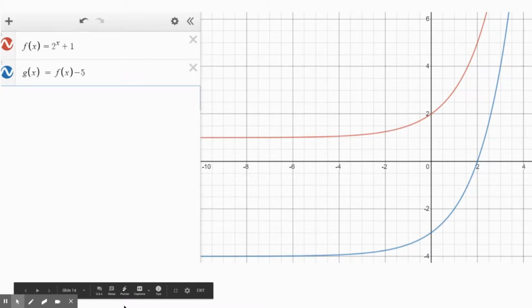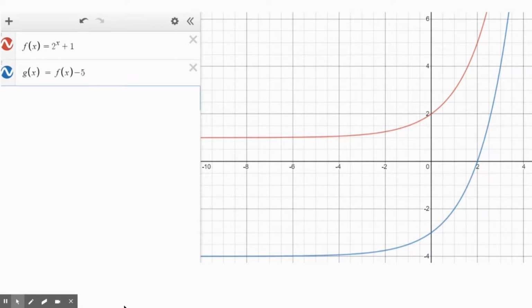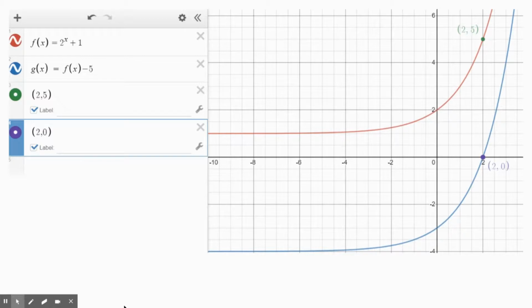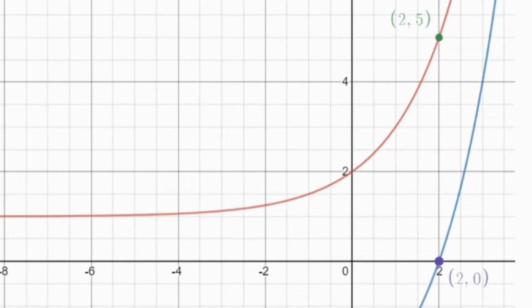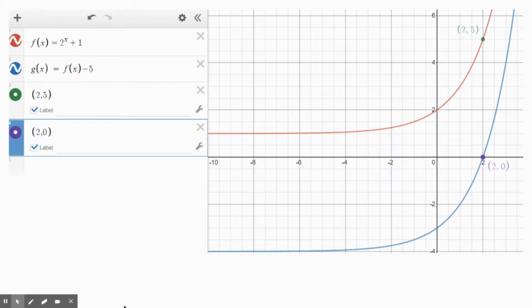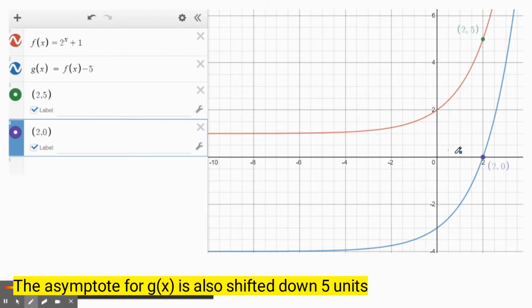So now we have g of x is equal to f of x minus 5. Look what happened from the red graph, which is f of x. Now g of x has been shifted down 5 units. I chose a point in the original graph, 2, 5. Now notice in the other graph of g of x, that point has been shifted down 5 units from 2, 5, and now it's all the way down at 2, 0.